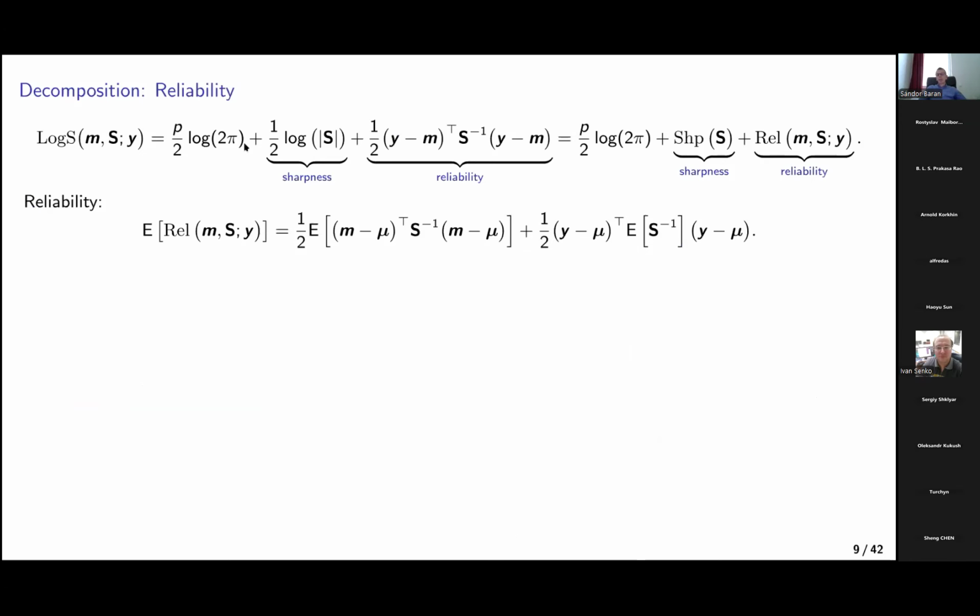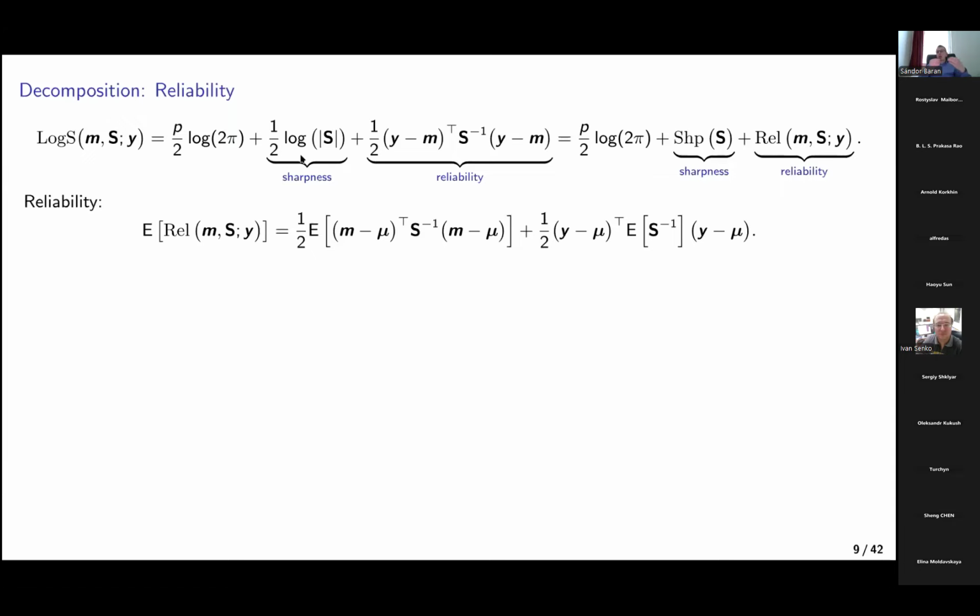Okay, this part does not depend on the ensemble, so it's trivial. We have the log of the determinant of the covariance matrix, which represents the sharpness of the forecast, because it's somehow related to the spread of the forecast. Imagine in the one-dimensional case, it's just the log of the variance, and the smaller the variance, the sharper, the more certain the forecast. And the second term is a reliability, which means kind of a Mahalanobis distance between the observation and the forecast mean. So the closer to zero, the more reliable the forecast.